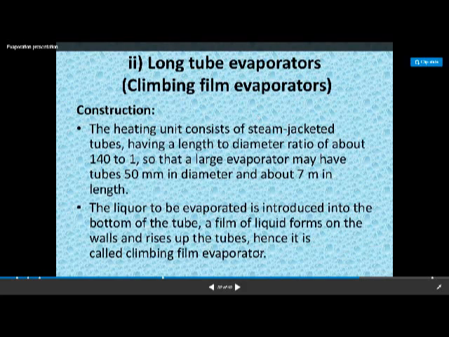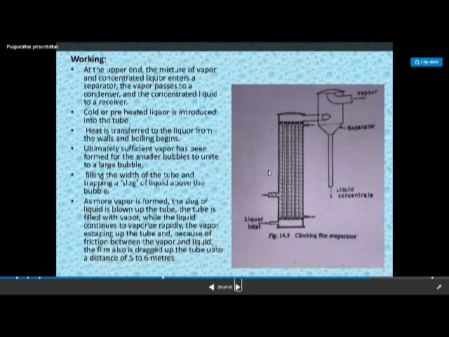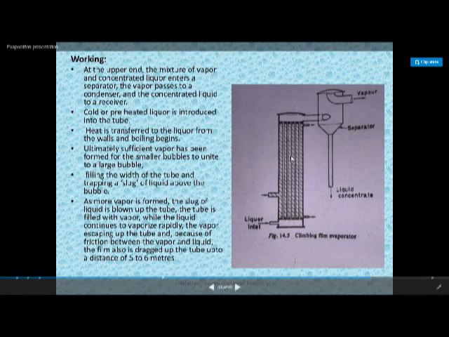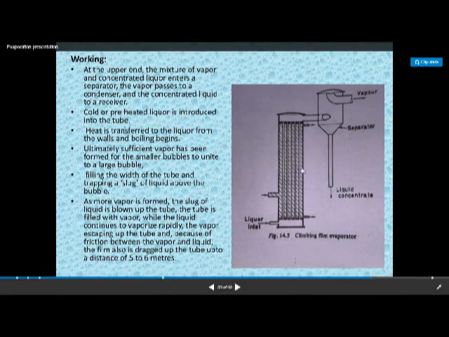Now this climbing film evaporator, if you see the diagram, you can see here. This long tube evaporator, that is the climbing film evaporator, consists of a metallic jacket, which is made up of any metal, maybe stainless steel, maybe aluminium. In this metallic jacket there are long tubes which are present inside this metallic container or the jacket.